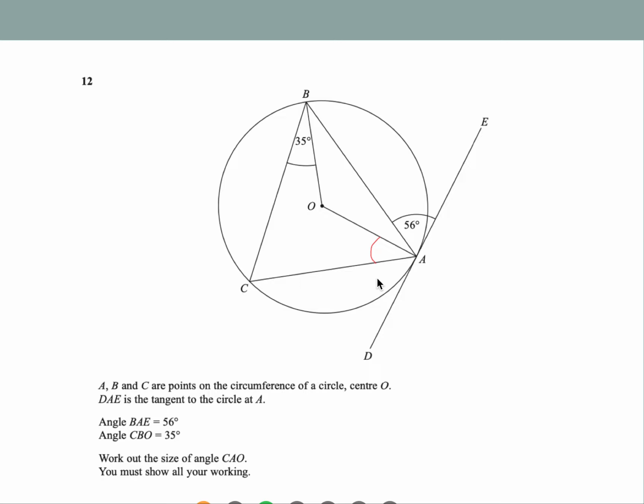Okay, well, first things first, we've got a tangent, as we can see, and OA is a radius. So we know that this will be a right angle, because a tangent meets a radius at a right angle. So we'll know what this angle is. Our right angle is 90 degrees, so this must be 34. Now, as this is a radius and this is a radius, then what we've got is an isosceles triangle. So that must also be 34.